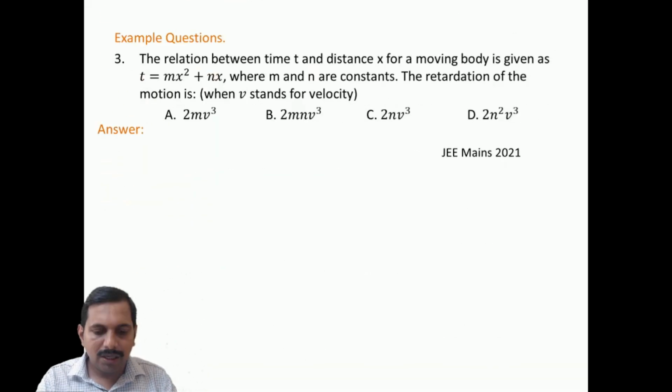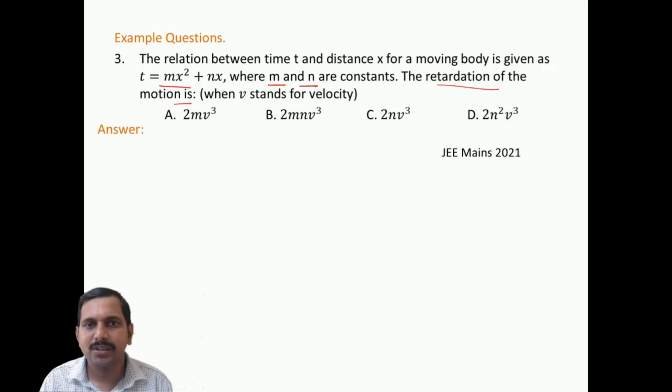Now, the relation between time t and distance x for a moving body is given by t is equal to mx square plus nx, where m and n are constants. The retardation of the motion is, where v stands for velocity. What is that? Let us look at it. We have t is equal to mx square plus nx.